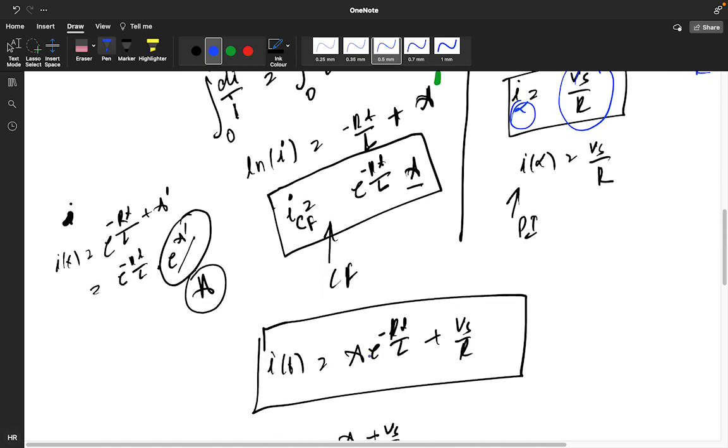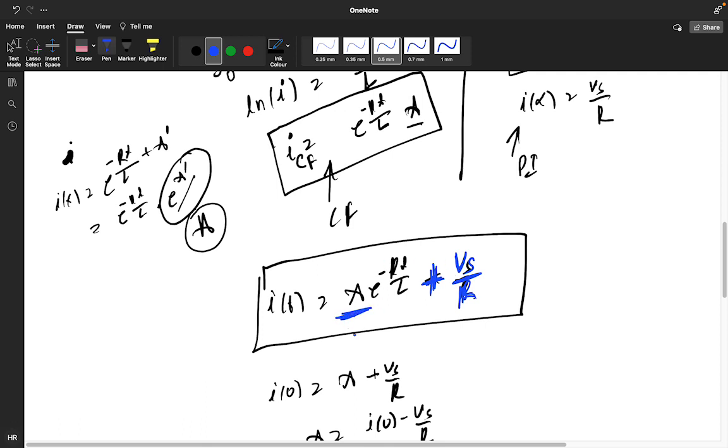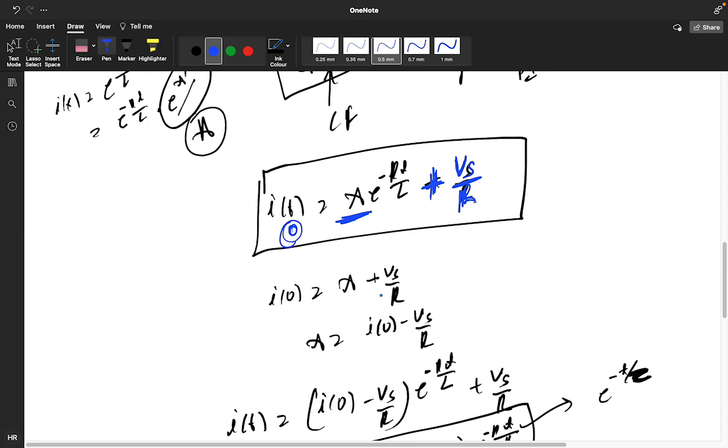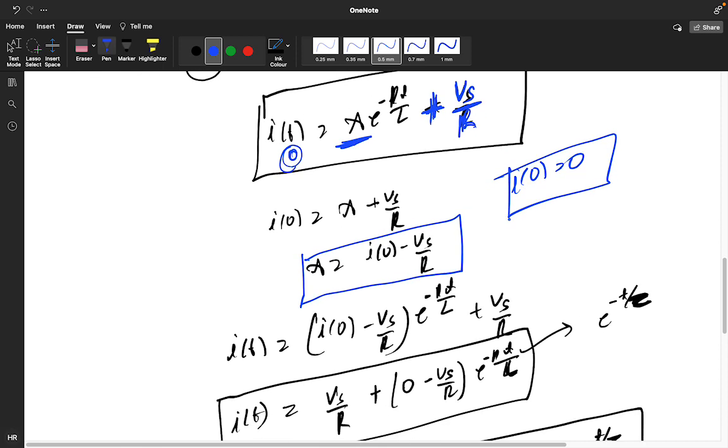So you are getting I of t is equal to A e power minus Rt by L plus Vs by R. Now, but the thing is that you don't know the value of A. Okay, no problem. We'll substitute t is equal to 0. I of 0 is equal to A plus Vs by R. And the value of A will be I of 0 minus Vs by R. But we know the value of I of 0. That is 0 from the beginning. We got the value of A, that is minus Vs by R.